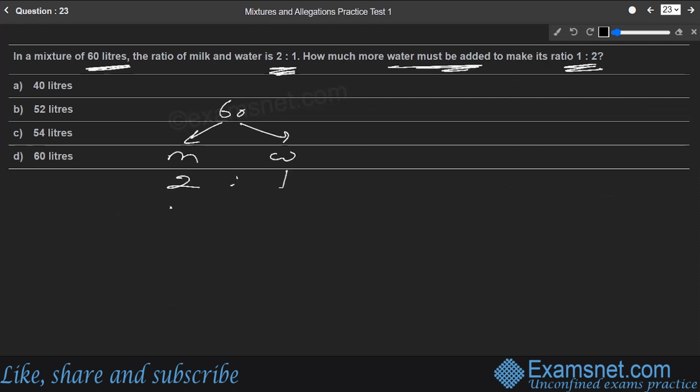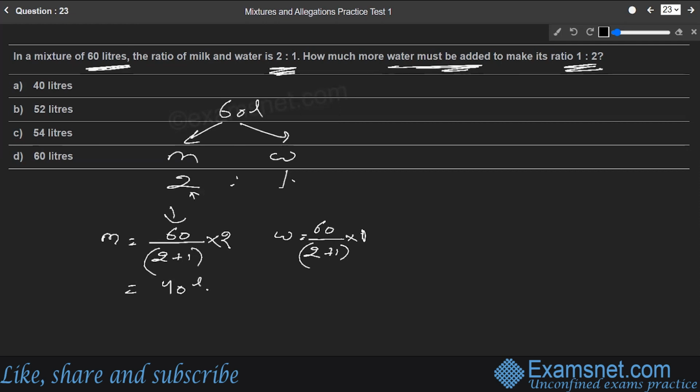So we can find out the milk part in the mixture. The milk part will be the total mixture, 60, divided by the sum of ratio terms, 2 plus 1, multiplied by the corresponding number for milk, which is 2. Similarly, the water part is the total mixture, 60, divided by the sum of ratio terms, 2 plus 1, multiplied by the water's corresponding number, which is 1. If you solve this further, 60 by 3 is 20, into 2 is 40 liters, the milk part, and 20 into 1 is 20 liters, the water part.